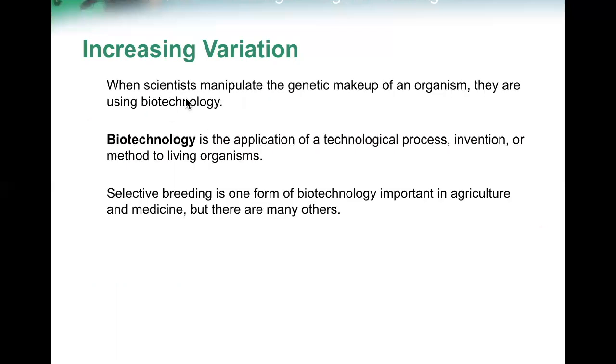When scientists manipulate the genetic makeup of an organism, they are using biotechnology. Biotechnology is the application of a technological process, invention, or method to a living organism. Selective breeding is one of the forms of biotechnology important in agriculture and medicine, but there are many others.